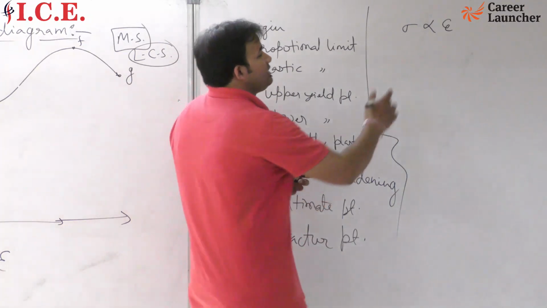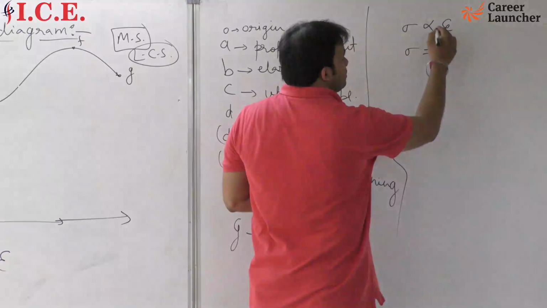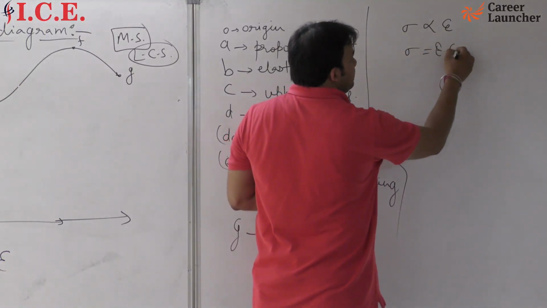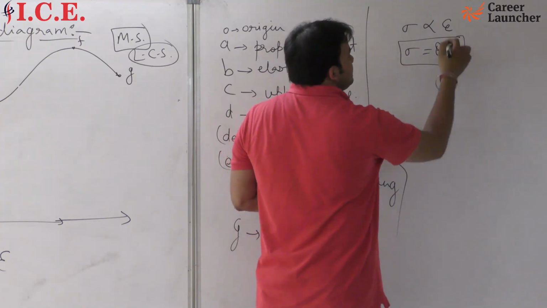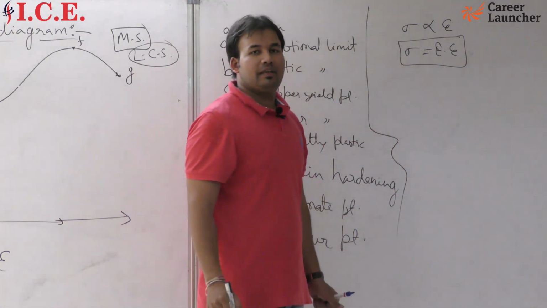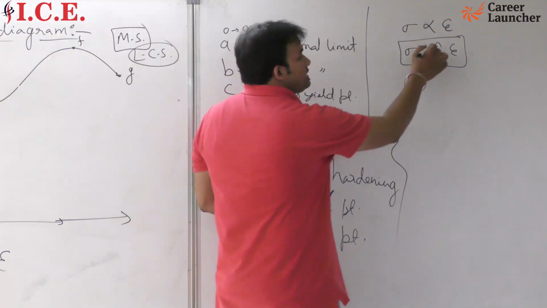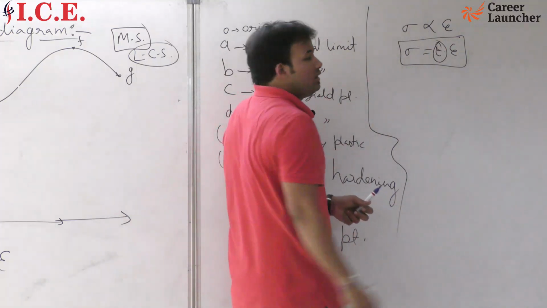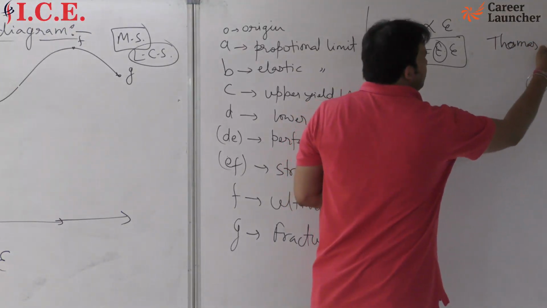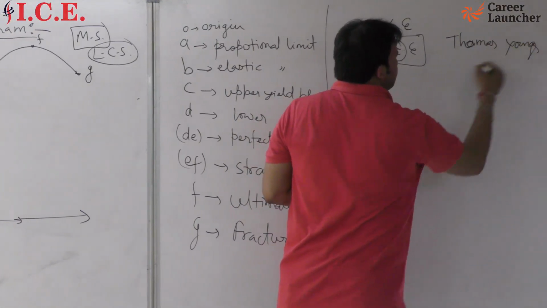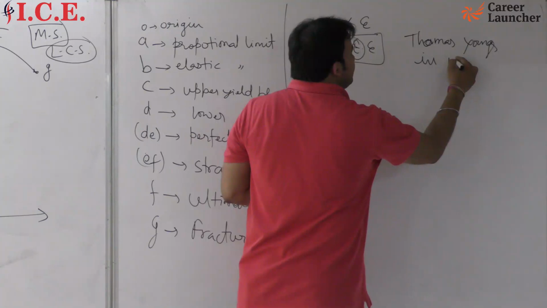And we know that stress is directly proportional to strain, and if you take the proportionality constant, that will be your capital E, then you will say that stress is equal to E into epsilon. And that is given by a famous scientist whose name was Thomas Young, in 1807.